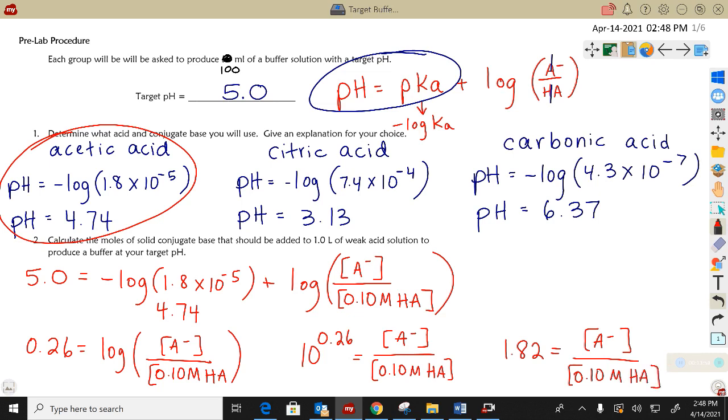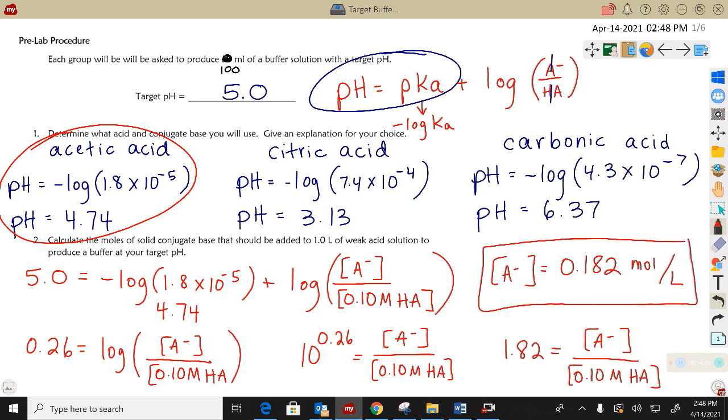I think we're almost there. Alrighty, so now I can cross multiply and I'm done. If I cross multiply 1.82 times 0.1, I get the concentration of A minus. A minus is 0.182. And now when I use brackets, that means concentration or molarity, so this would be moles per liter. So there we go. And that's what I'm looking for.